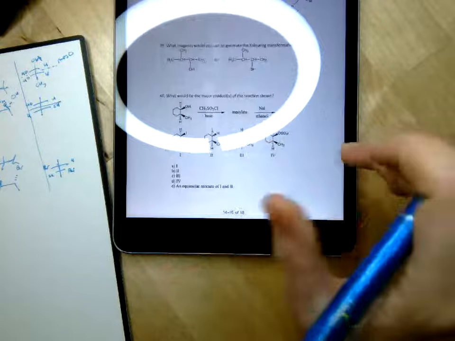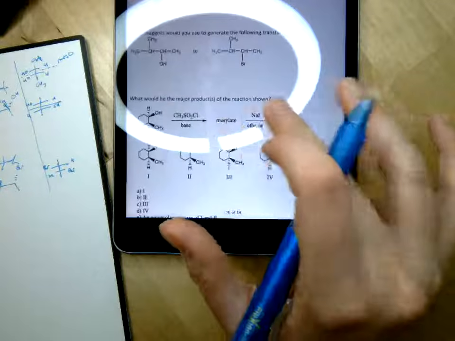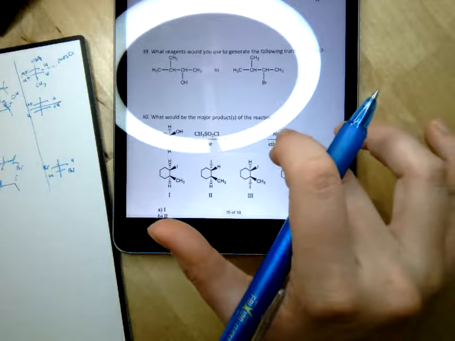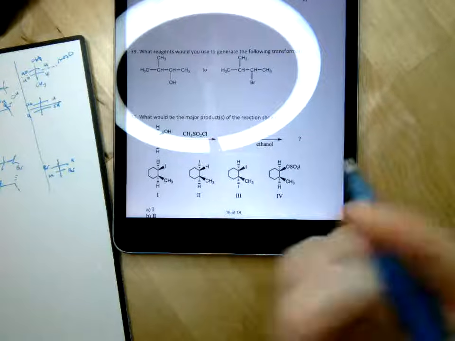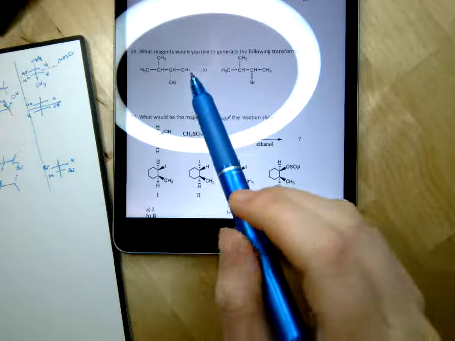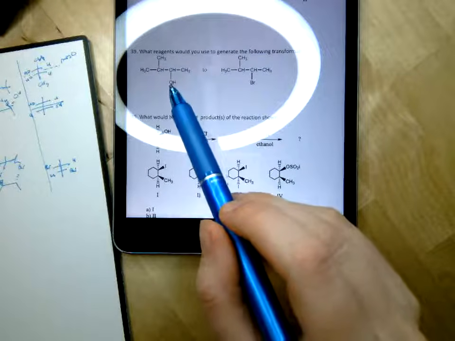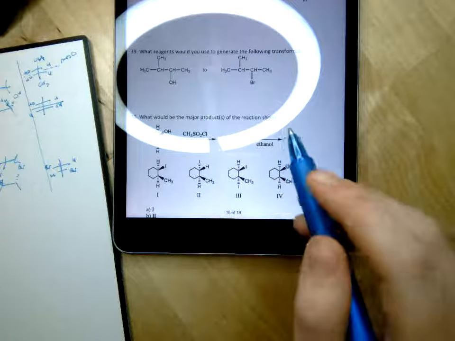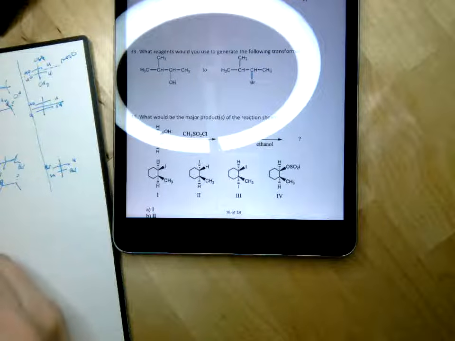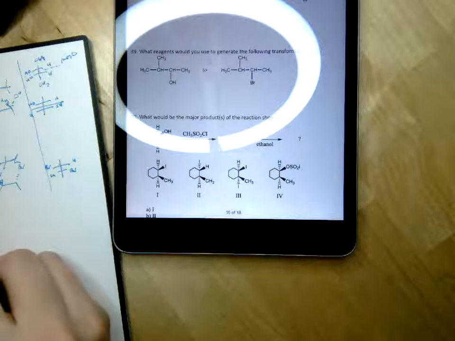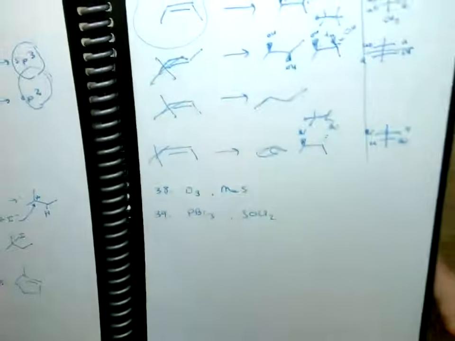Okay. Which reagents would you use to generate the following transformation? So again, this is asking you to look at what's changed, and what would you use to change that? So it looks like we've changed this alcohol to a Br, and we talked very briefly in class, but you are responsible for knowing this on your final exam, that you can convert an alcohol to a bromine by using PBr3. You can also use SOCl2 to convert an alcohol to a chlorine.